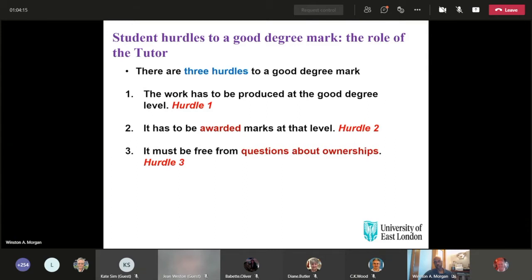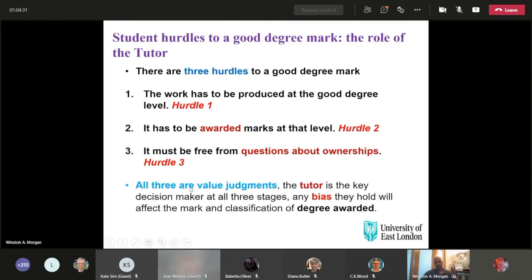You can have a student who does a good piece of work, the tutor awards that work at a good degree level, but the tutor has some questions about whether the student did this work. Are there questions about academic misconduct? All of these are going to play a role in whether a student is awarded or not. And a lot of these, as I said, are value judgments. Despite what we think about being objective, the tutor is a key decision maker at all three stages. Any bias they hold will affect the mark and classification of a degree.